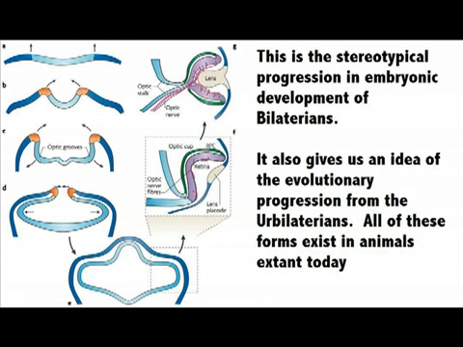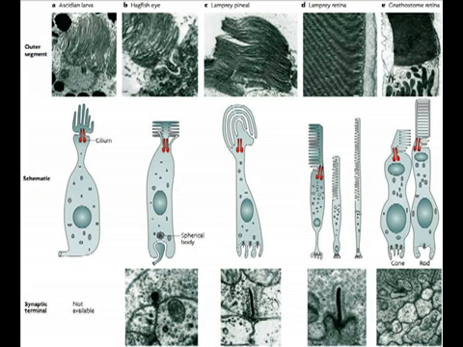This is the stereotypical progression in embryonic development in bilaterians. It also gives us an idea of the evolutionary progression from the bilaterians. All of these forms exist in animals extant today. In fact, here we see a cellular level view of the retinas of the ascidian, hagfish, lamprey, and gnathostome.